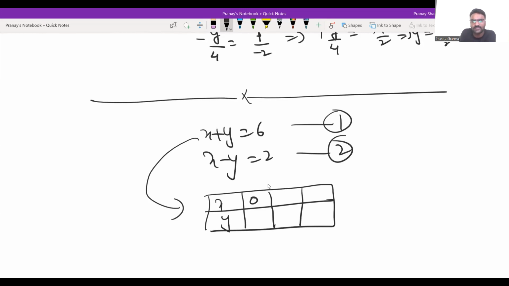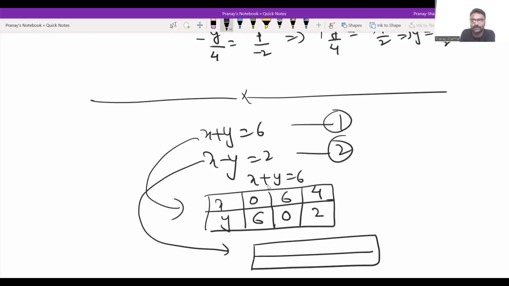If I substitute x as 0, all right, for this particular equation, what will be the value of y? 6. If I substitute y as 0, what will be the value of x? 6. All right. If I substitute y as, let us say, 2, okay, what will be the value of x? Then this will be 4. So the box is prepared for this. Now the box is to be prepared for the other one as well.